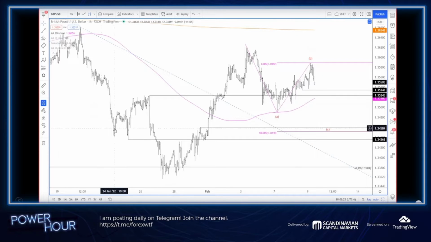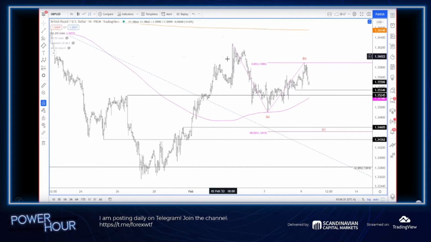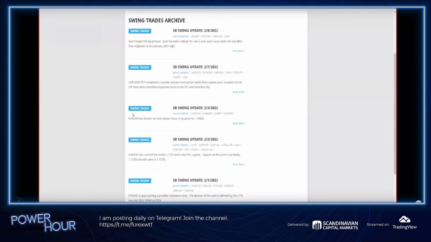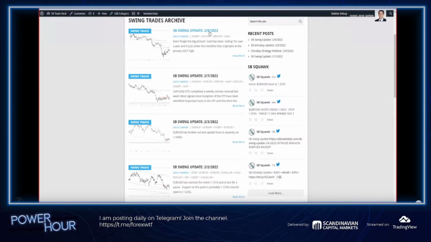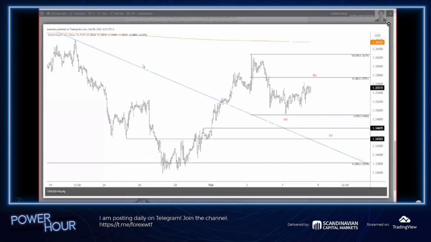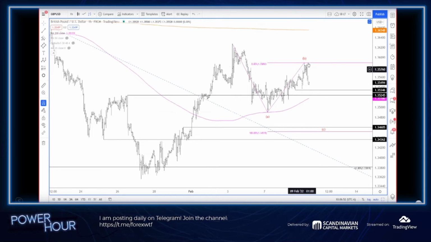This is British pound, pound dollar, right? And what we've got here is this actually had a chart in last night's update. I'll show you last night's update. Here's last night's update. Okay, so here's the cable chart. So this is what we were thinking last night, A, right? Okay, B. So it looks like we've put in that little B wave high up at this nice 38.90 spot.